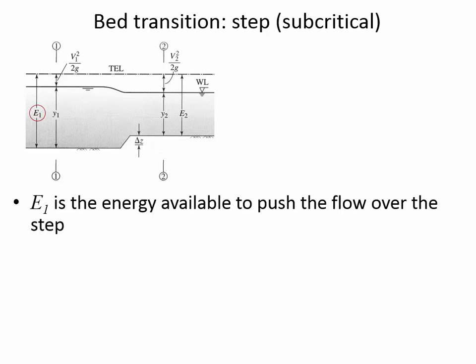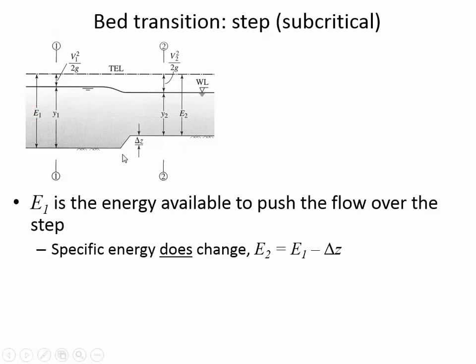So at location 1, there's a certain amount of energy in the water. And you can think of that as like your currency. It's how much energy you've got to get up over the obstacle. It's how much energy there is to continue flowing in spite of the step up. So the specific energy does change just like it did with the step down, but here the specific energy, instead of increasing, is decreasing. And so E2, which is the specific energy after the step up, is E1 minus delta Z. So instead of plus, which it was with the step down, now it's a minus, since it's a step up.